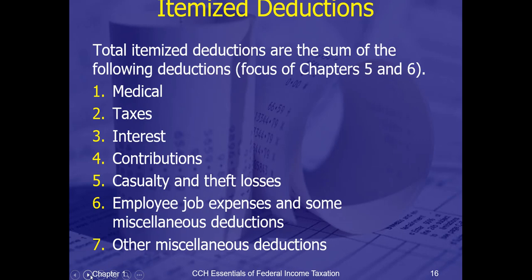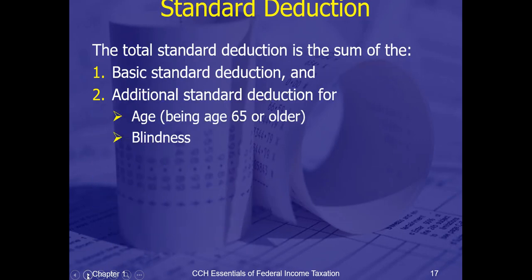So here are some itemized deductions. We'll talk a lot more detail about those. For now, we're going to focus on the standard deduction. But here's some things that show up as itemized deductions. What we want to spend a little more time on is the standard deduction, which is the basic standard deduction plus an additional standard deduction.